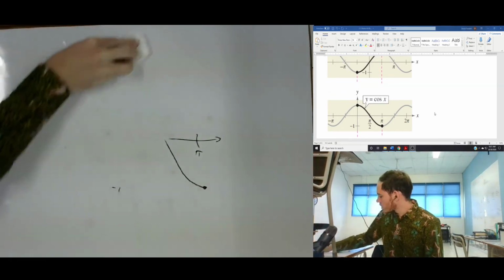Now, tangent, you just restrict it to one section between two asymptotes, and you can do tangent. Okay? We will go on to the inverse sine function and finding exact values in the next video. See you then.